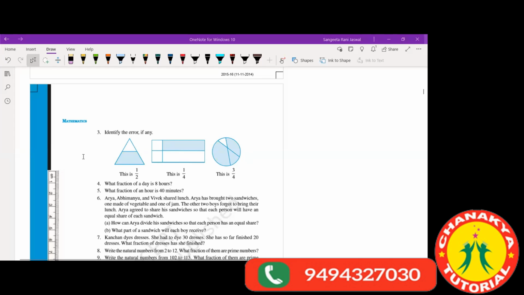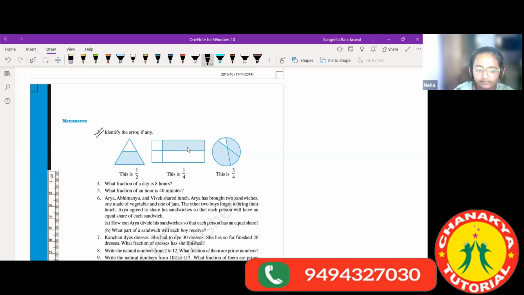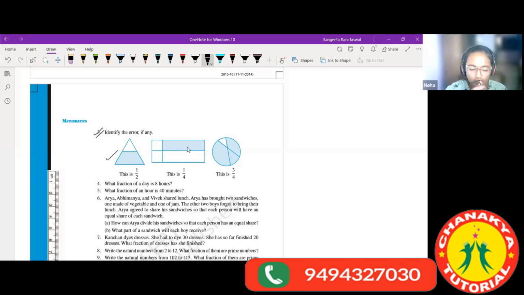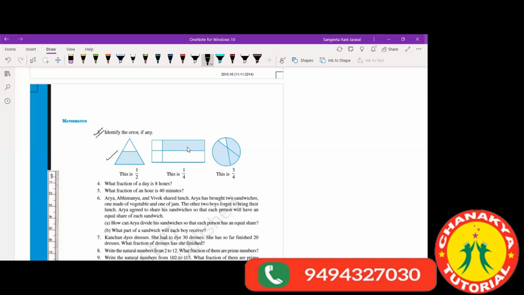also. Okay, now see question number 3 here. Identify the error. Now in this case, you have to identify the error. Error means, what do you mean by error? What is the mistake there? Okay, there is some error, then you have to identify that. Now this is 1 by 2. Is it 1 by 2? No, ma'am. How can we say that? Ma'am, because the parts are not equal.